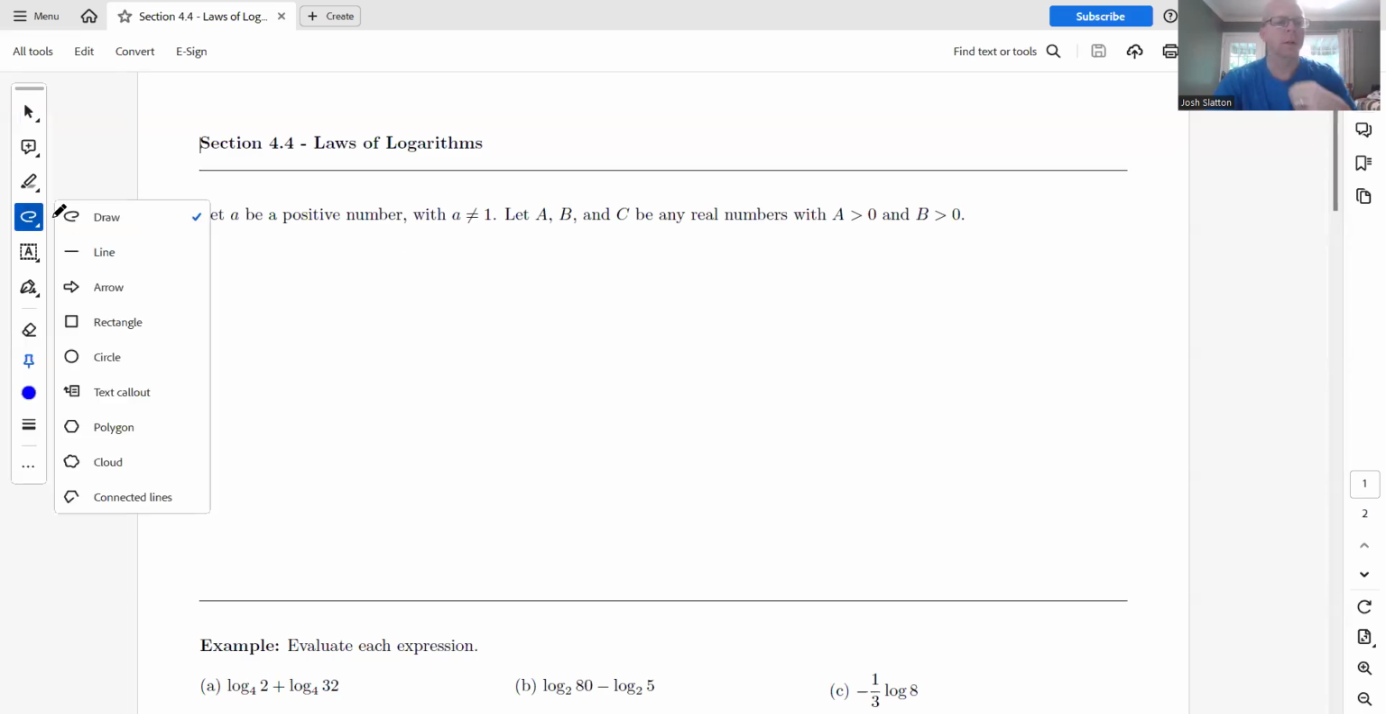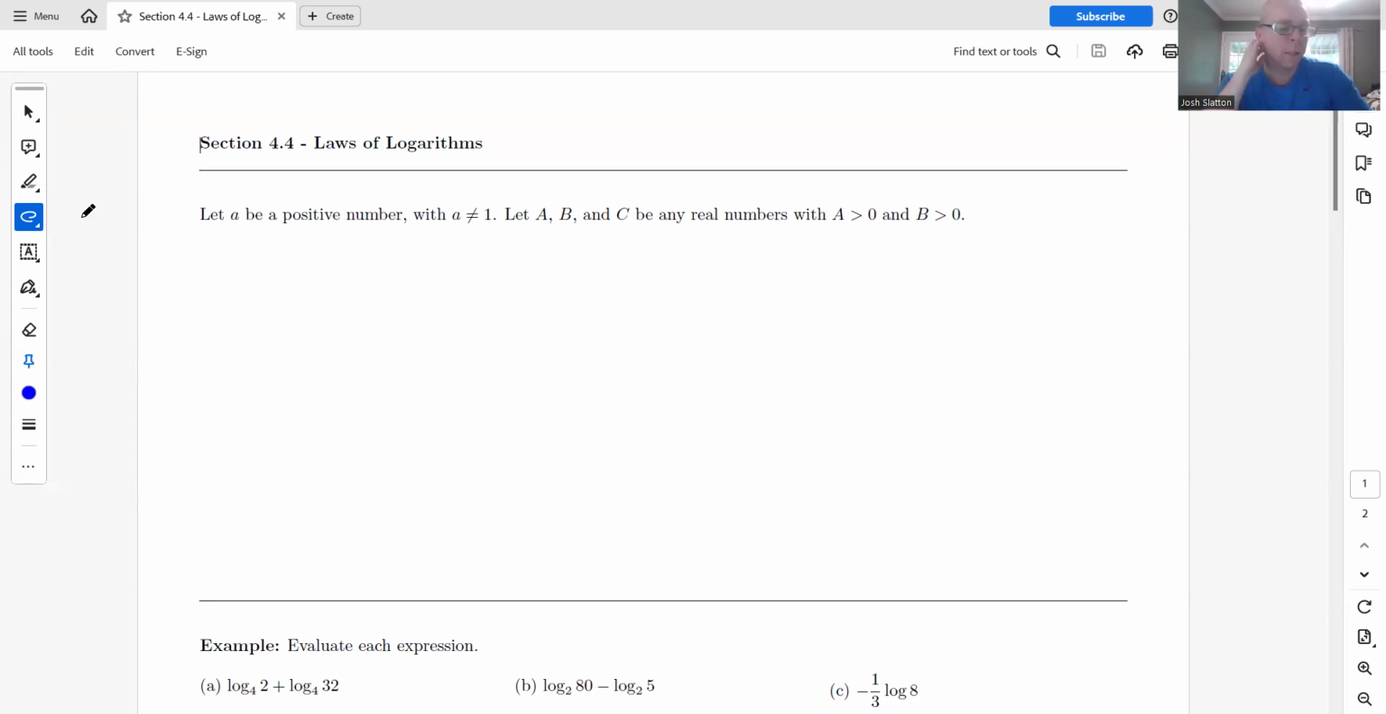All right, so we're going to talk about laws of logarithms in this section 4.4. And this is just a couple of three rules, I guess, that you need to learn, memorize, and be able to use. And then that's really all there is to this section. It's using those three rules. So let's see what they are first.